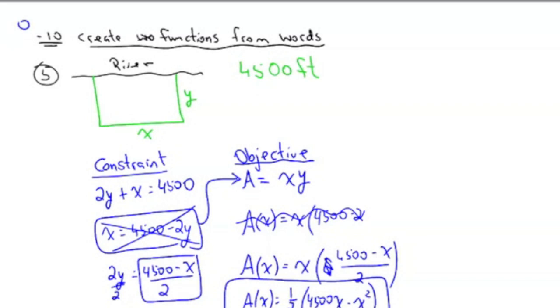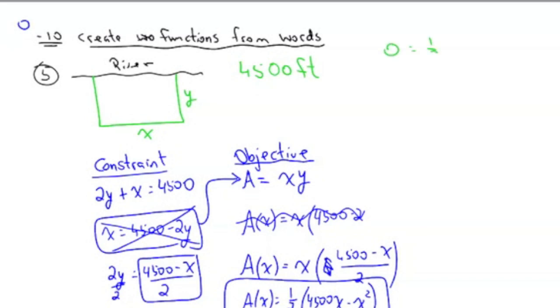What are the x-intercepts? Set this equal to 0, solve for x. 0 is one of them, and the other one is 4,500. So on one side is 0, the other side is positive 4,500. How do you get that if you set it together?